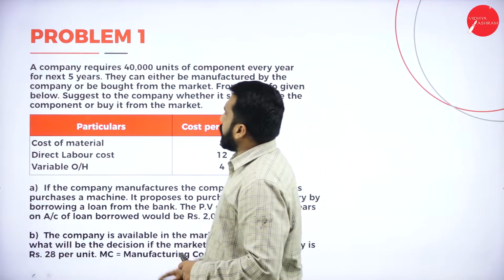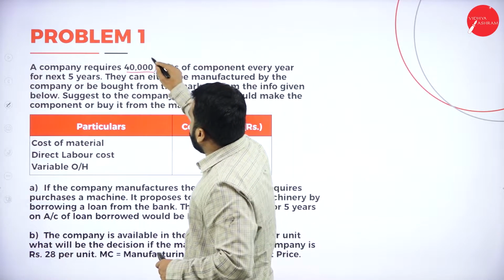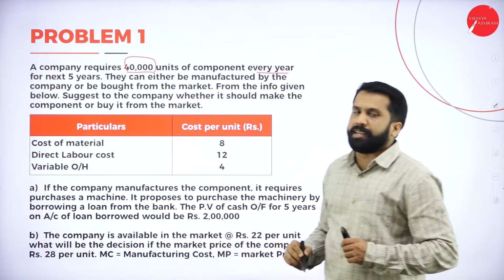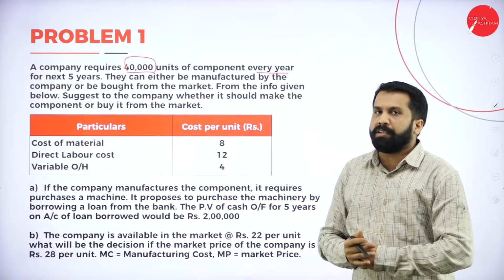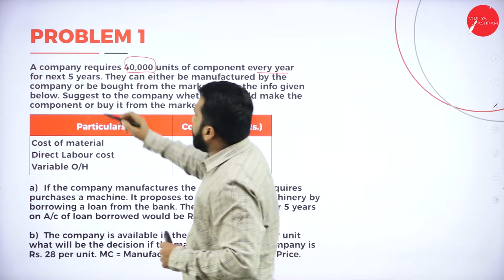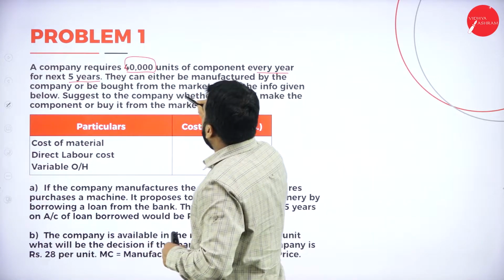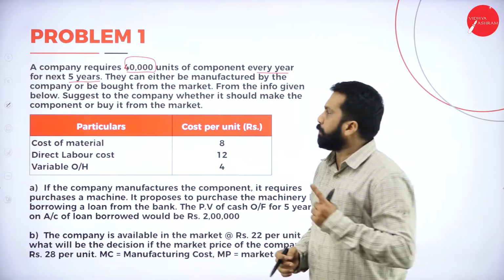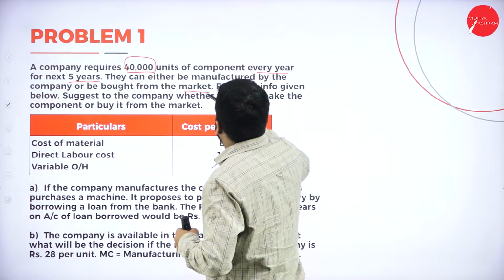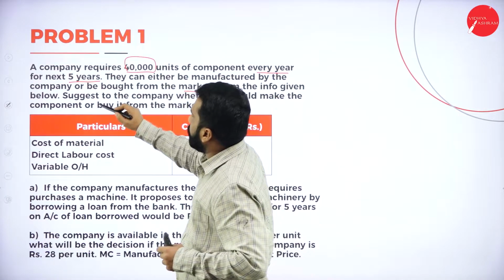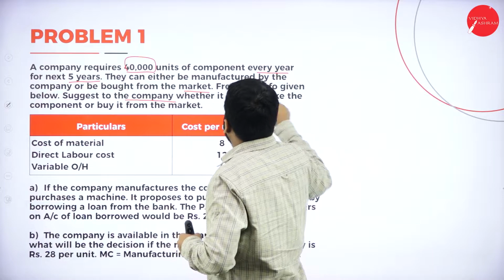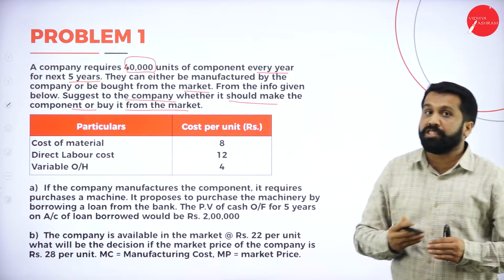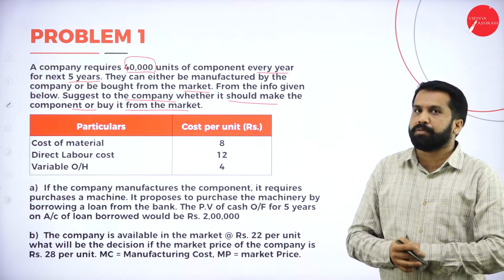Problem number 1. A company requires 40,000 units of a component every year. How many do they require every year? 40,000. For how many years are we planning? We are planning for 5 years. They can either be manufactured by the company or bought from the market. From the information given below, suggest to the company whether it should make the component or buy it from the market. Which is the better option?